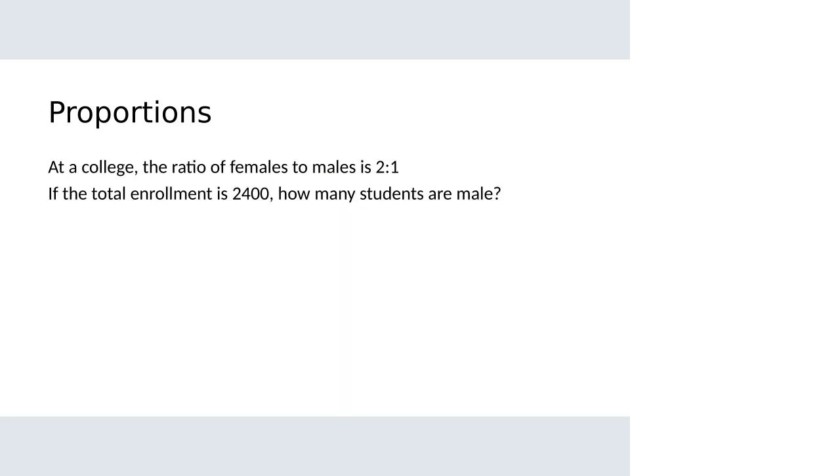Sticking with proportions, at a college, the ratio of females to males is 2 to 1. If the total enrollment is 2,400, how many students are male? We definitely had one like this in the homework, and we have to read this one carefully because the ratio I've been given is females to males, but the number I've been given is the total. And so I don't want to just set this up as my ratio with the 2,400 because 2,400 is the total.